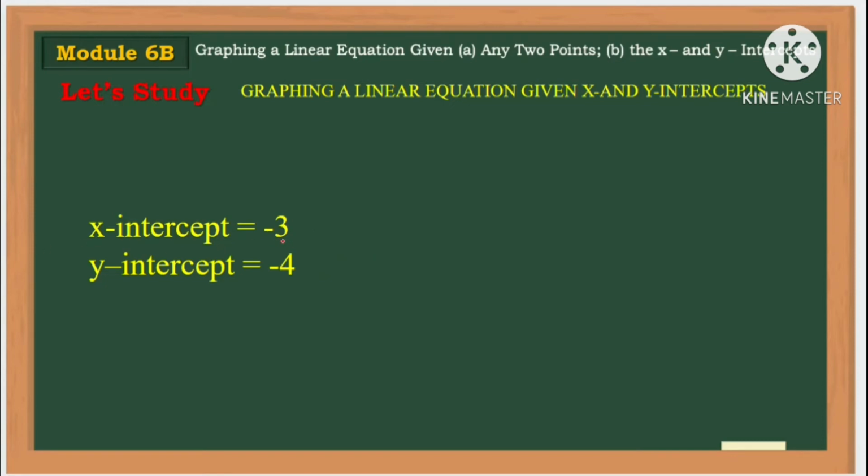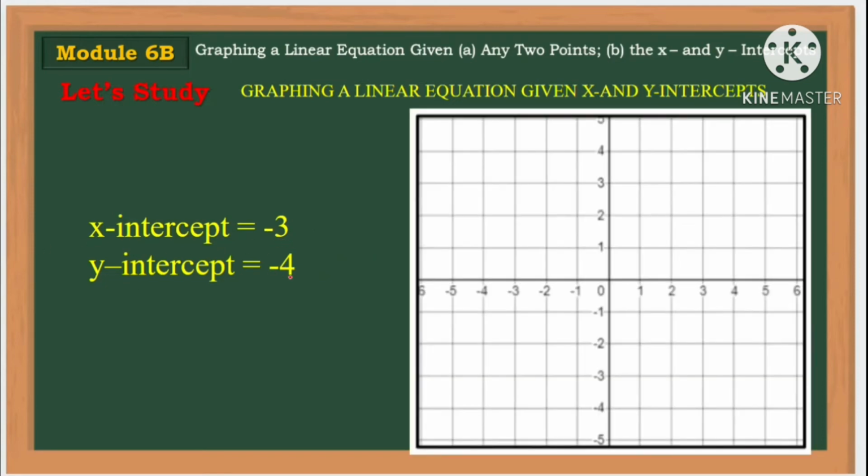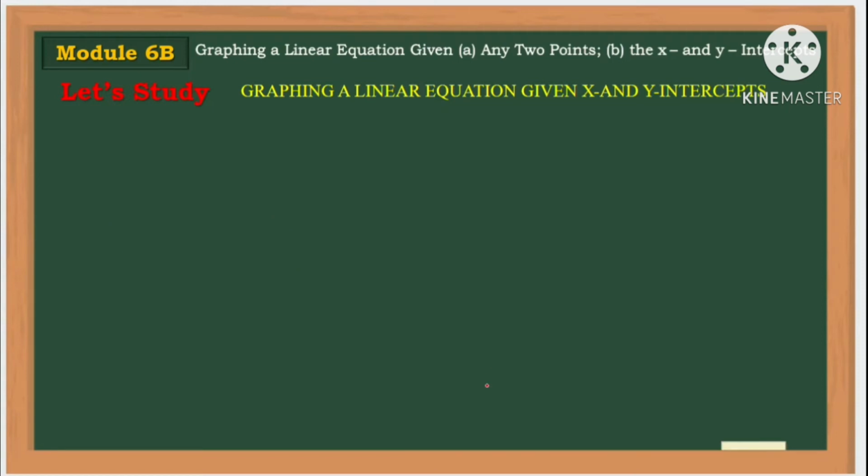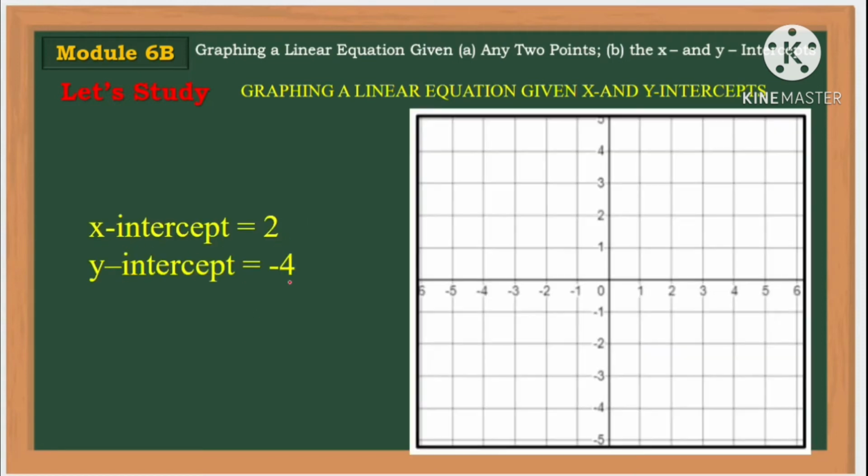Next, x-intercept is -3. Y-intercept is -4. So, x-intercept, -3. Locate mo. Nandito yung x-axis. So, -3, ito siya. Then, y is -4. So, andito ang -4 natin. Ayan. Then, last, draw a straight line. Very good.